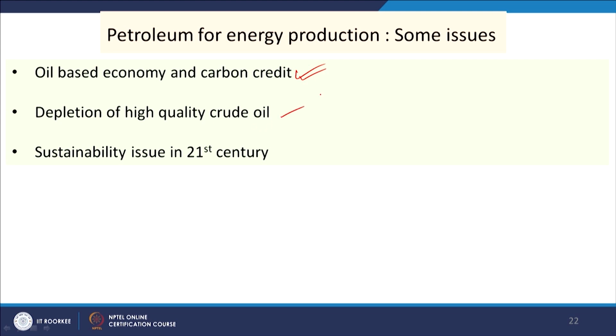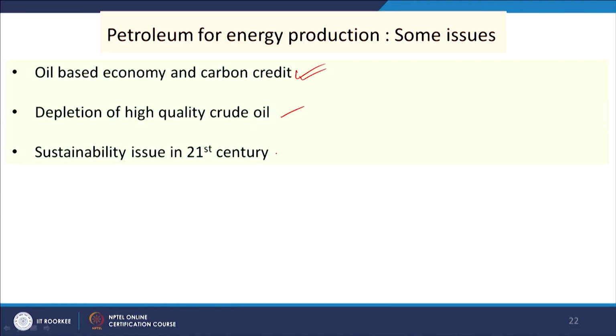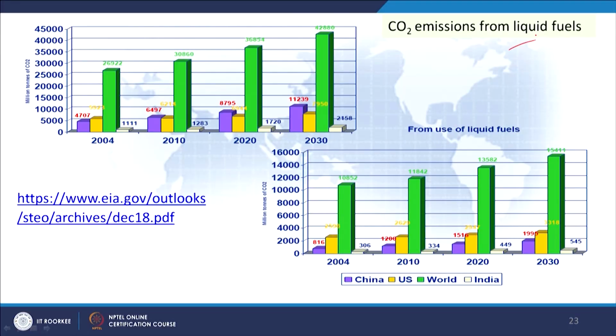Another issue is depletion of high quality crude oil. The high quality crude oil is being reduced, as we have seen in one slide, that it is projected that the supply of crude oil will be reduced, and even the quality is degraded day by day. So, the lower the quality, the more the SOx emission and the more the ash emission. So, industrial emissions will be more with the degradation of the quality of the crude oil. Then there are sustainability issues. In the 21st century, sustainability is an issue where we have to ensure the energy supply, environmental quality and social equity.